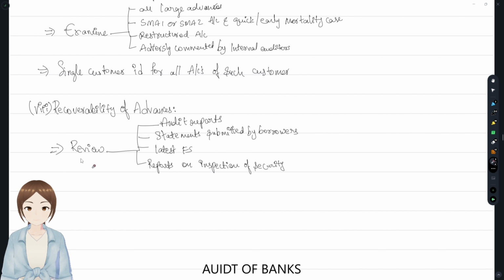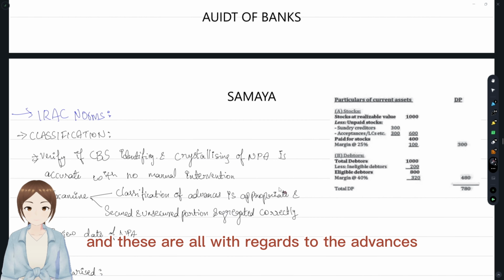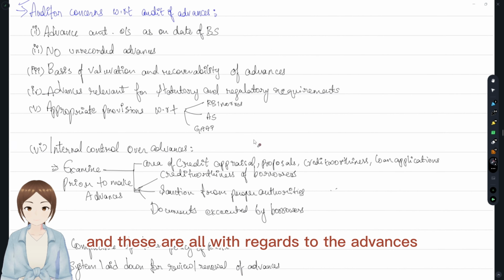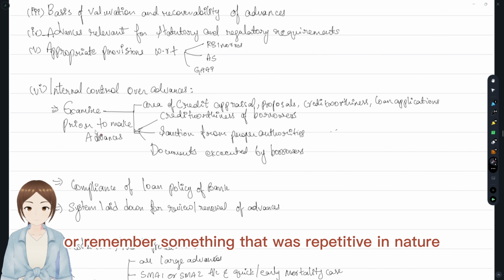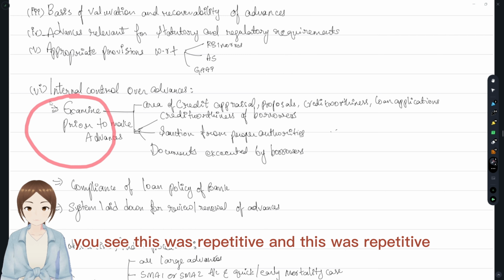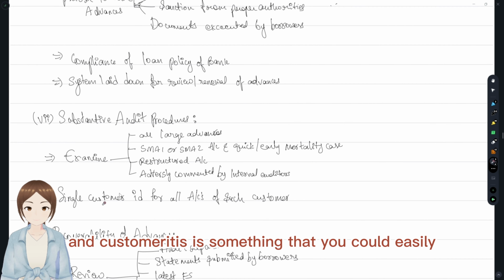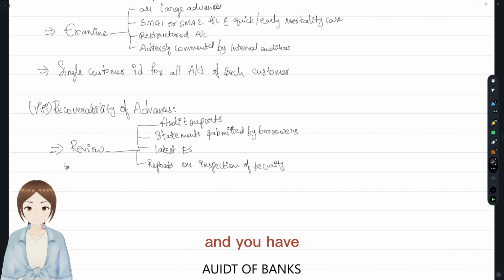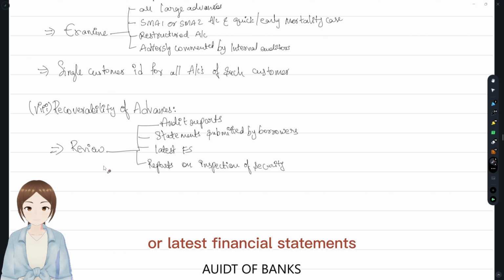Recoverability of advances. What do we have to do? We have to review the audit reports, statements submitted by borrowers, latest financial statements, and reports on inspection of securities. And these are all with regard to the checking of advances. You need not remember the whole thing. Remember something that was repetitive in nature. You see, this was repetitive and this was repetitive. And customer IDs is something you could easily remember. You could also review all the documents, their audit reports or latest financial statements.